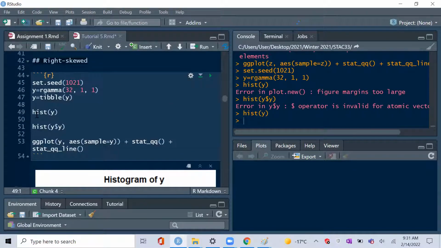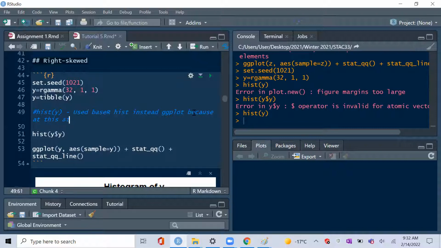So I'm going to make a note here so that when you look back again, you're not confused. I used histogram instead of ggplot. Use base R because at this stage I had no data frame. I had no data frame to give ggplot. You cannot run this without a data frame, right?